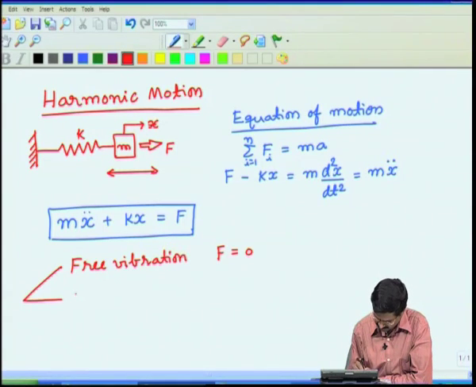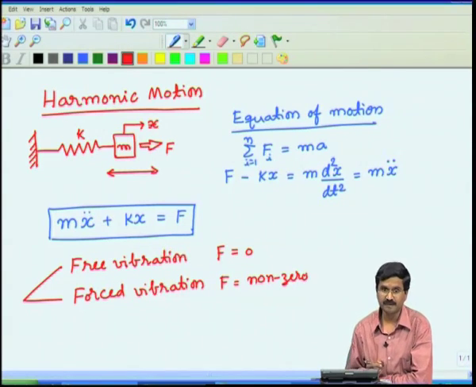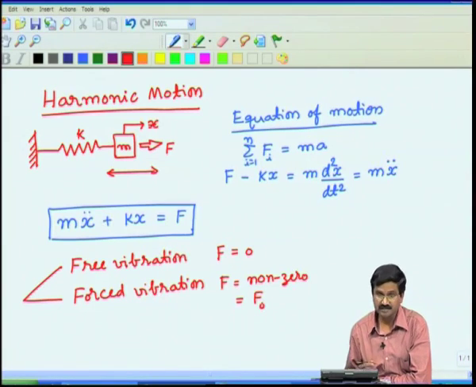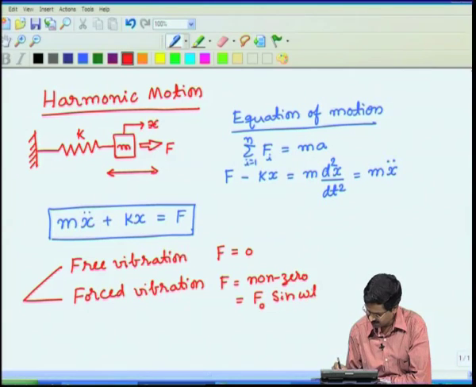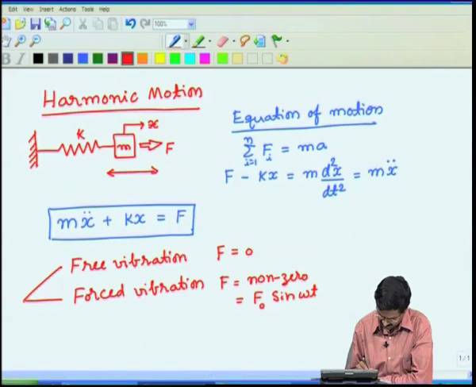The next one is called forced vibration, where F is some non-zero function. Normally, we keep this as F naught, a force with some magnitude, times sin omega t, where omega is the frequency of that force. And the third one is general dynamic response.